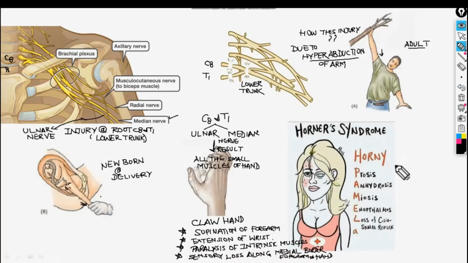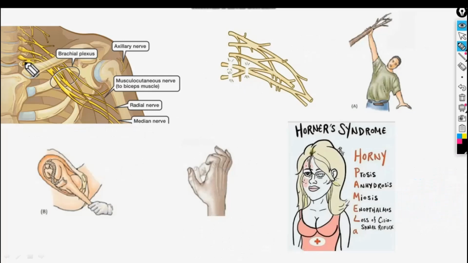Another clinical condition is Horner syndrome, which I mentioned. This Horner syndrome happens due to autonomic disturbance. Why does this autonomic disturbance take place? This is because sympathetic fibers pass through the T1 segment to reach the cervical ganglion. Clear? Here we can see the point of the T1 segment, the root of the T1 segment.